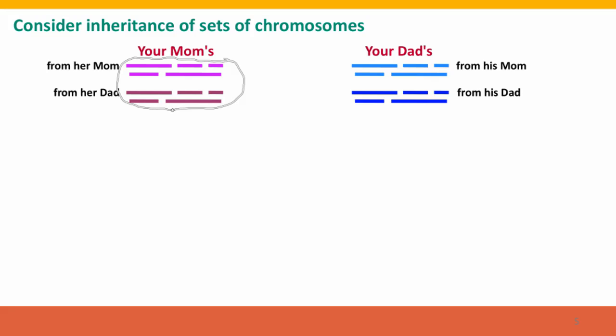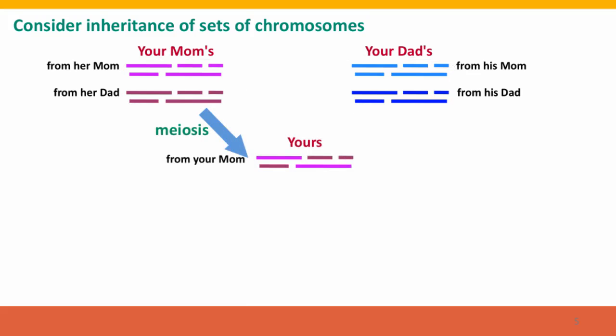Again, here are the 2 sets in your dad, from his mother and his father, and again, these 2 sets will have been mixed together in his cells. Now, when your parents produce gametes, the eggs and the sperm, they do so by the cell division called meiosis.